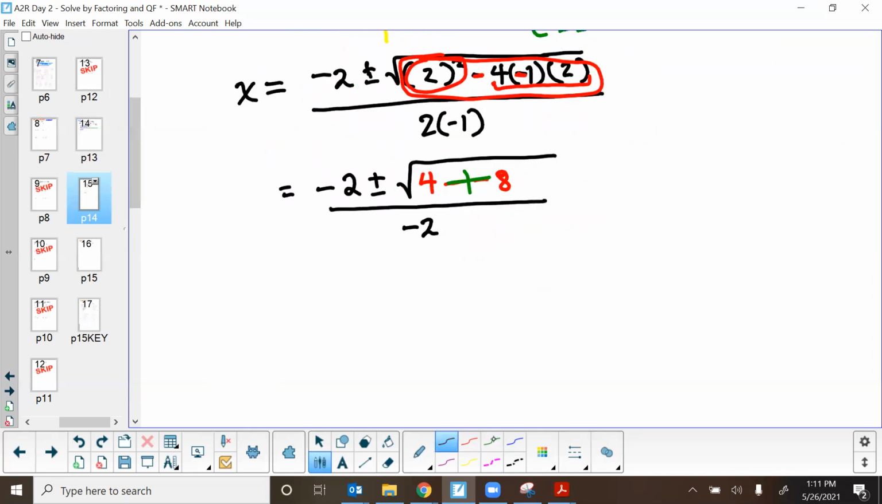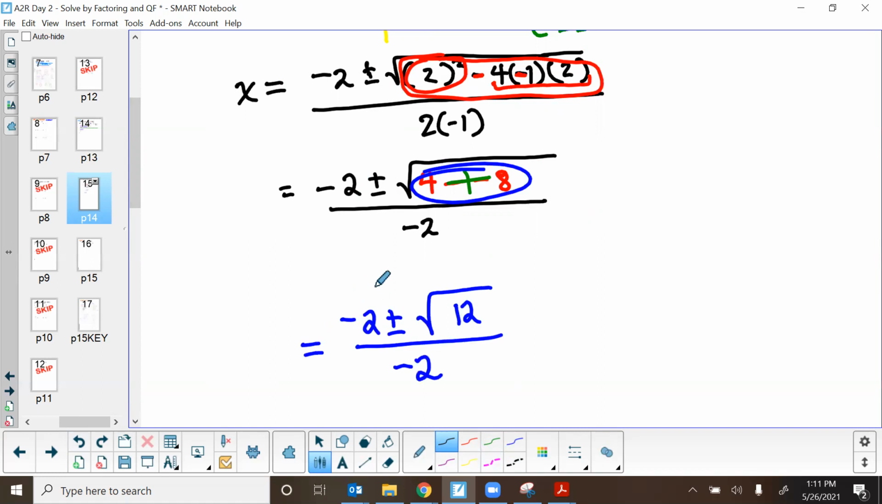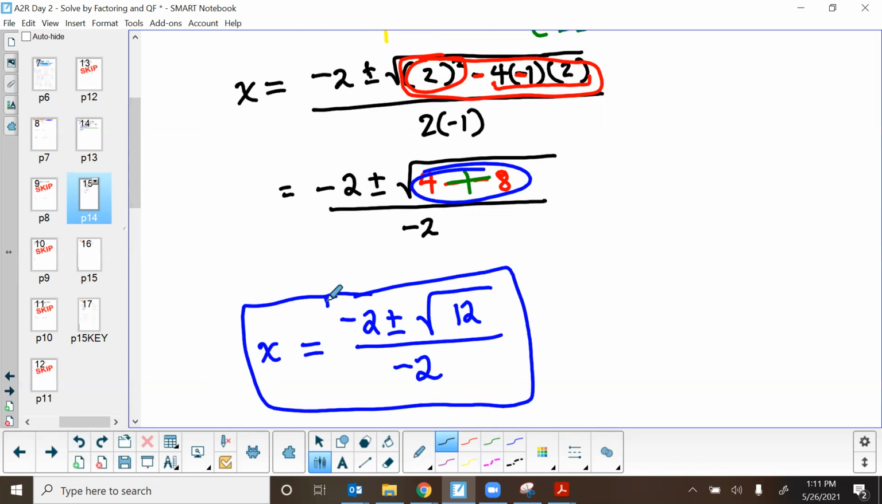Then, like I said, the next thing I will do is simplify what's under the square root. And so that will be a 12. So then I have negative 2 plus or minus the square root of 12 over negative 2. And right now, we can leave it like this. If you want to, you can change the square root of 12, but we're not going to make you do that. You can simplify it like that, and then you can simplify things down further also, but we're not going to do that in this video.